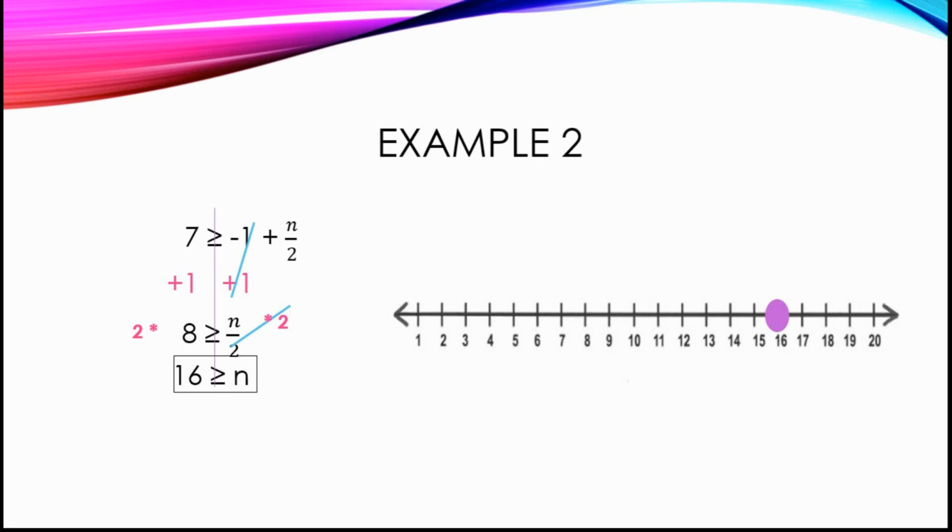And then if 16 is greater than or equal to n, don't let that sign confuse you because I want to shade what is true. I want to draw the arrow in the direction that is true for the variable. So if 16 is greater than n, that means n has to be less than 16. So we want to go to the left to show that all of our numbers have to be less than or equal to 16 to make this inequality true.